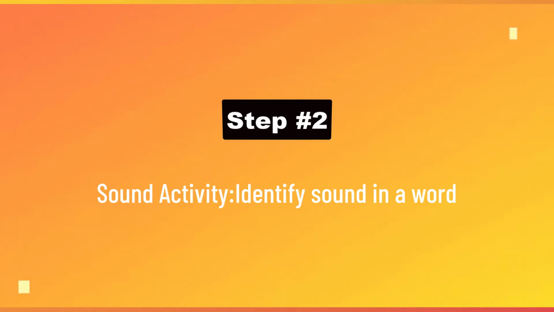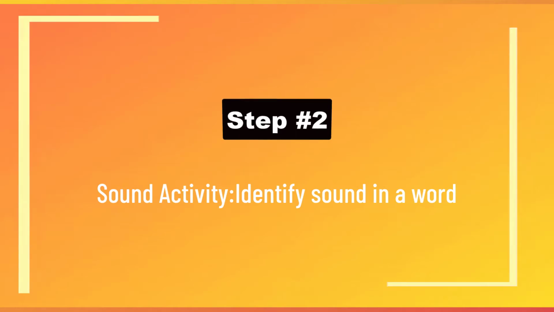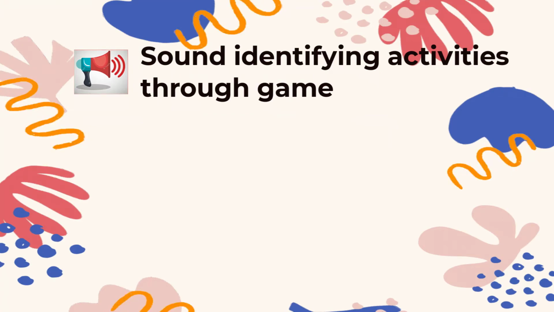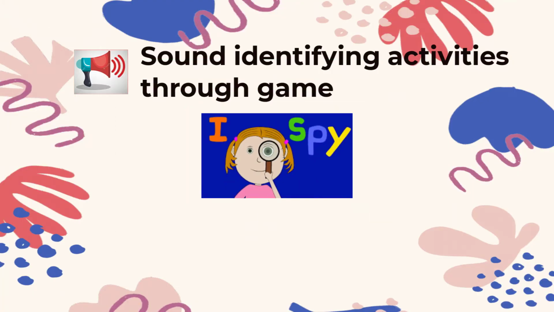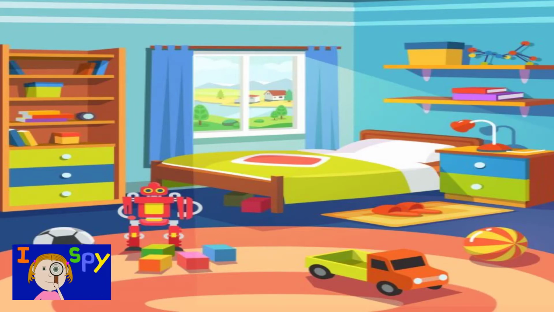Second step is sound activity. This activity enables the child to identify sound in any given word. An effective way of developing sound awareness in a child is through games. You can play I Spy game. Let's say you see a book in the room. You can say, I spy something that starts with B sound. After your child guesses what you spy, ask them to tell which letter makes that sound.